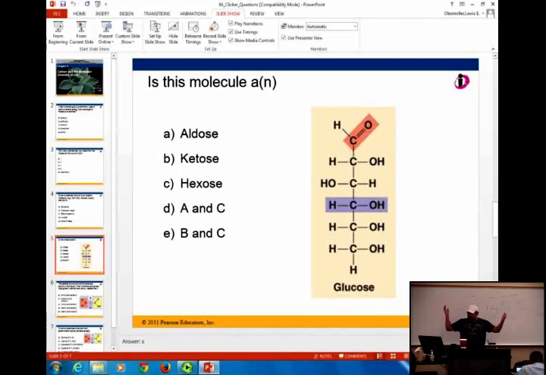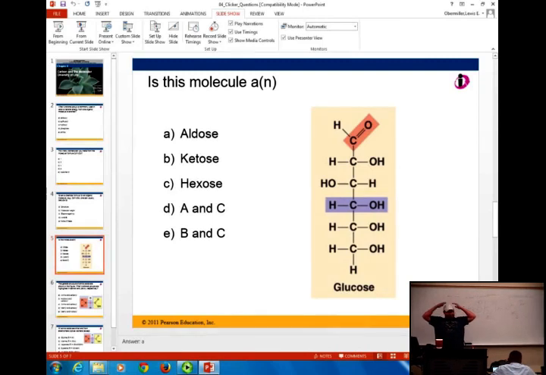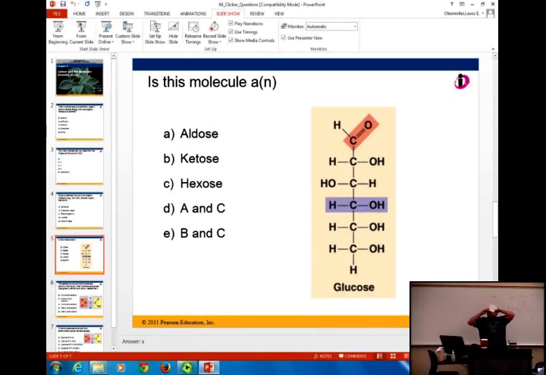Here's a good one. What is this? What's the answer? So A and C and D. So that, because it has the carbonyl on the end, is indeed an aldose, but it is also, because it has 6 carbons, a hexose, so the correct answer is D.